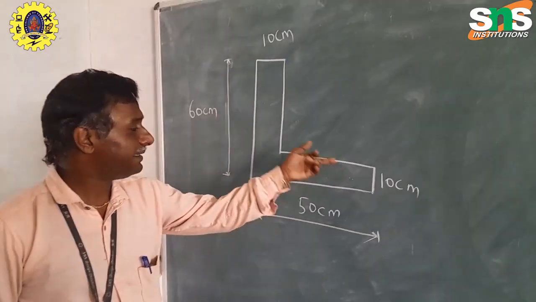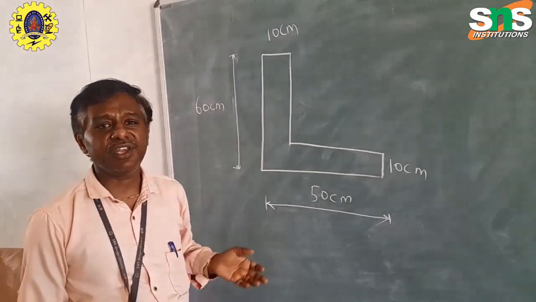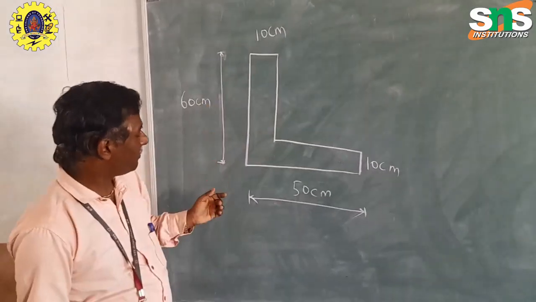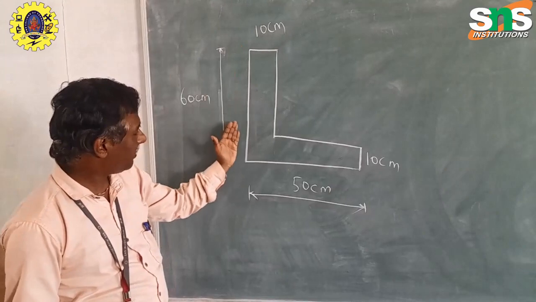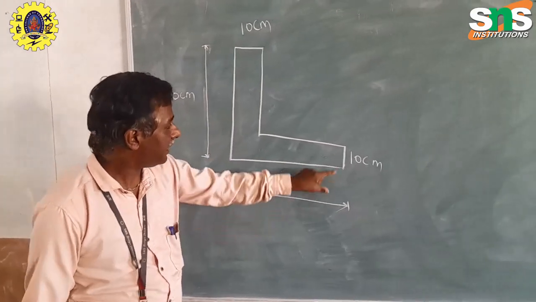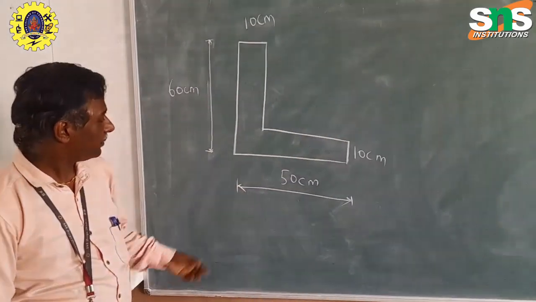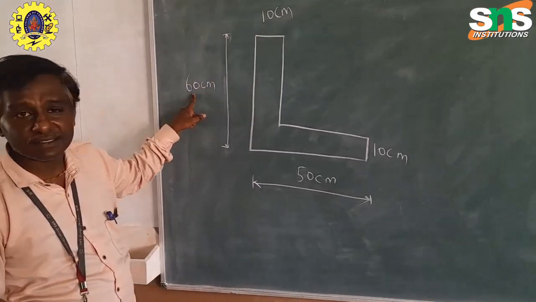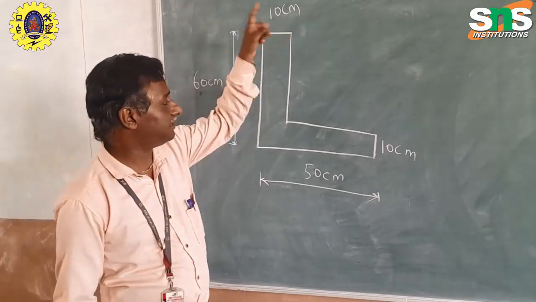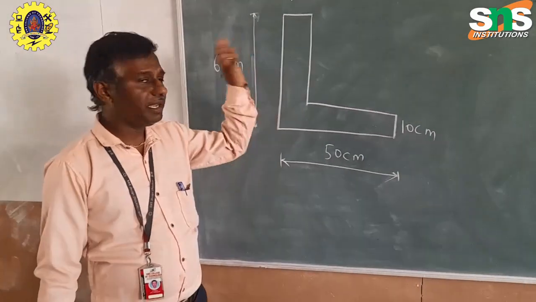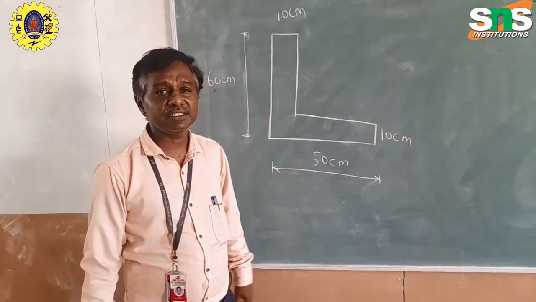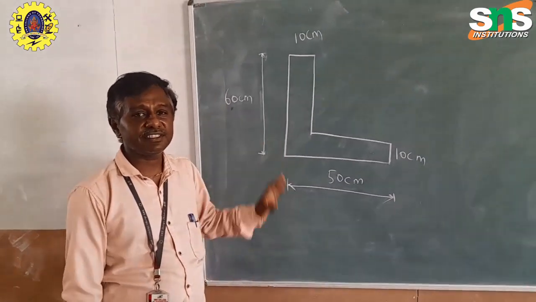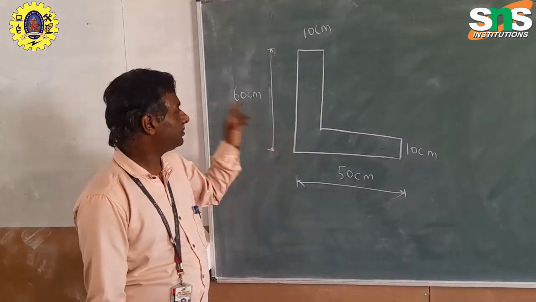Now let's go for this problem. It is an L section. Generally, from an engineering point of view, it is called an angle section. In an angle section we have one web, a flange, and the thickness. The flange is 50 centimeter and the web is 60 centimeter and the thickness is 10 centimeter. My question is, where should the centroid be, at what distance? How to measure? This is the thing we are going to do in today's class.